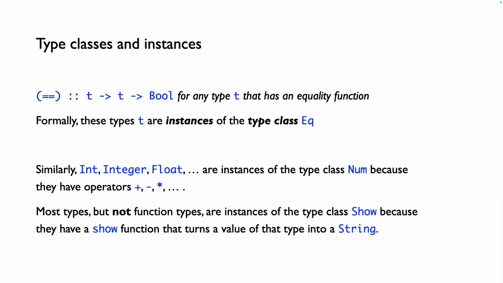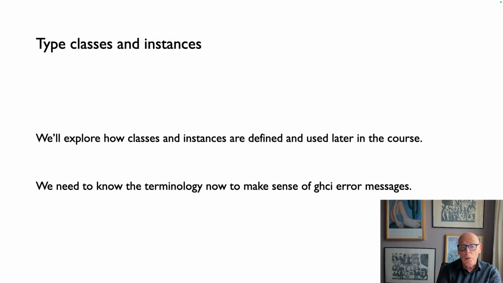Now, in fact, we'll discover further down the line that there are a number of different numeric type classes representing different kinds of numeric types. So the difference between whole numbers and floating point numbers, for example. And what we'll also do later on in the course, we'll look at how to define type classes for ourselves, how to define instances.